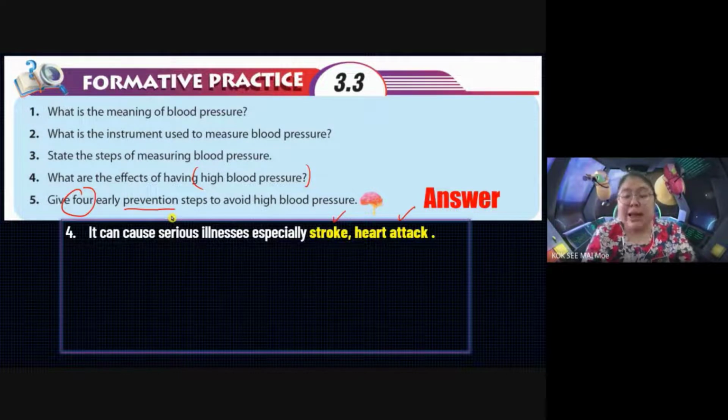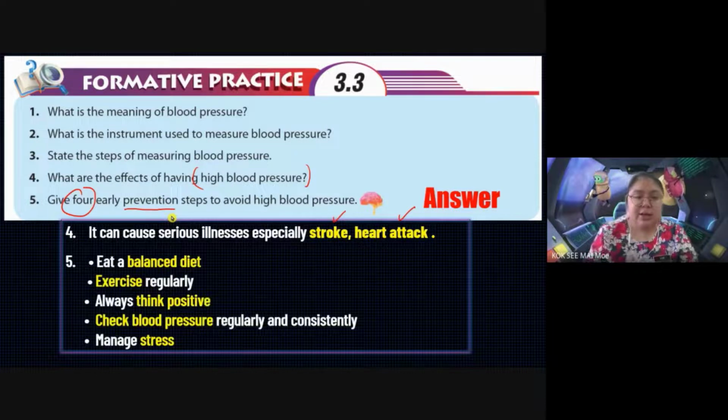Number 2, maybe you say exercise. So then you do exercise. Or number 3, you go to check. You need to check your blood pressure regularly. So from here we see the 4 early preventions. Eat a balanced diet.